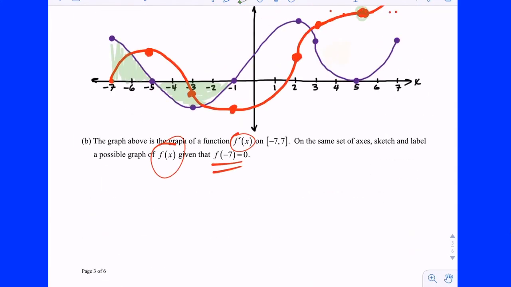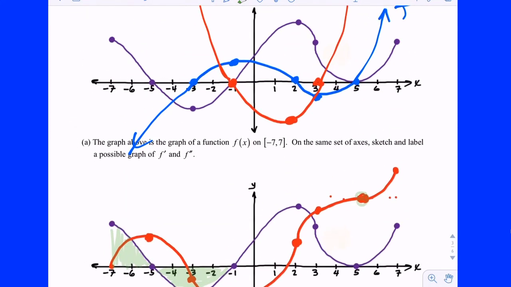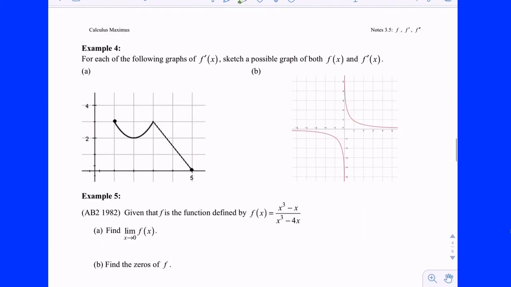That's kind of big right there, because that ties in a lot of ideas that I could ask you on the multiple choice and, of course, on the free response.